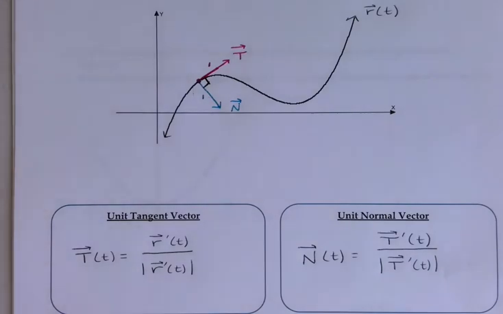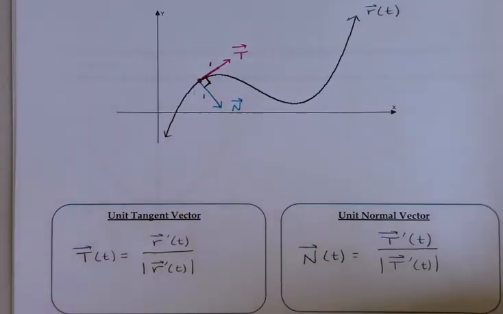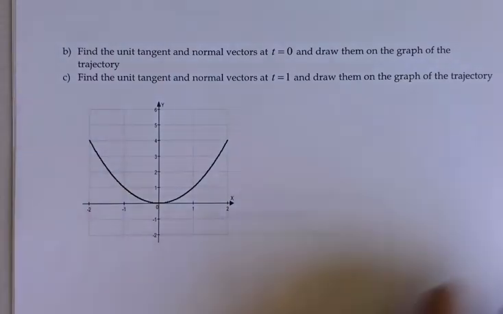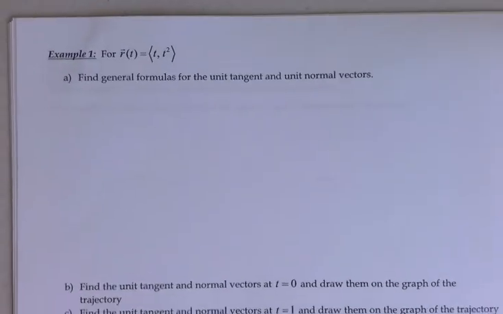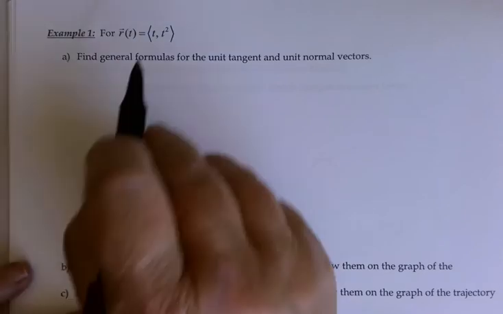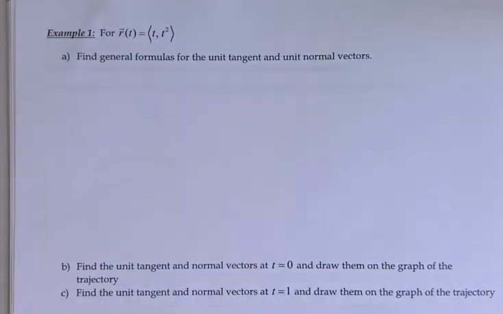All right, let's take a look at an example. I would like to find general formulas for the unit tangent and unit normal vectors given the curve r of t equals t comma t squared. Now that's a pretty simple function, right? That's just a parabola, parameterized. X equals t and y equals t squared. In fact, if you look toward the bottom of the page, you'll see a graph of it. So a relatively simple and straightforward function.